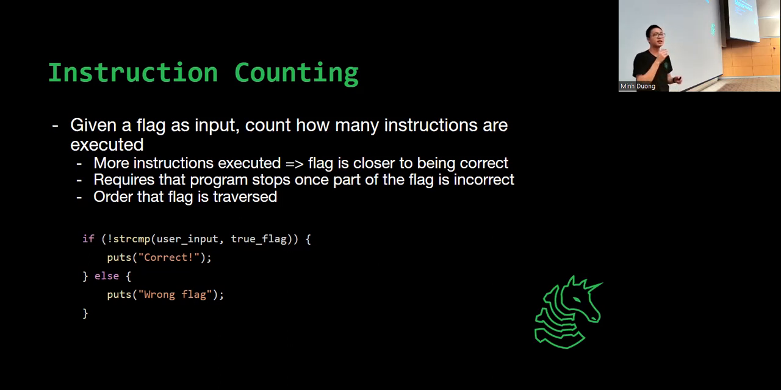So the core idea here is that side channel attacks work when something happens that causes the program to run for longer versus shorter. And that something is related to how correct your input is, or related to whatever your goal is.